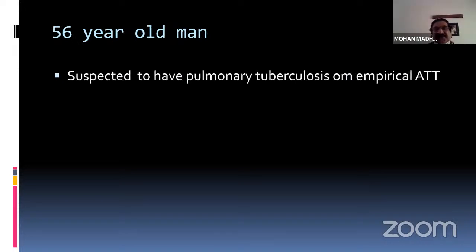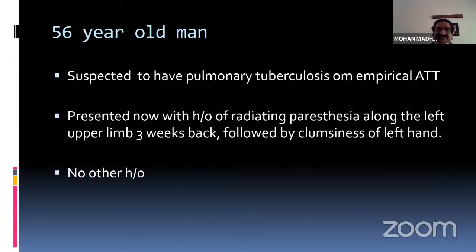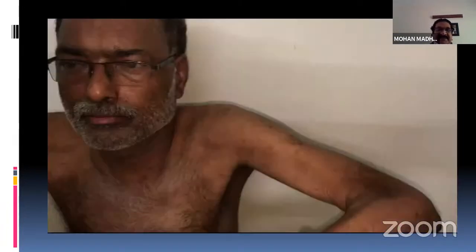Right. He's a 56-year-old man. He was suspected to have pulmonary tuberculosis, on an empirical ATT. It's on ATT for suspected pulmonary TB. He presented now with history of radiating paresthesia along the left upper limb 3 weeks back, followed by clumsiness of the left hand. This is the story he gave. No other history. No walking difficulty, no bladder problem. It's something like its history was as if you have a radicular disc prolapse or something like that. Okay. Let us see the examination of the patient.